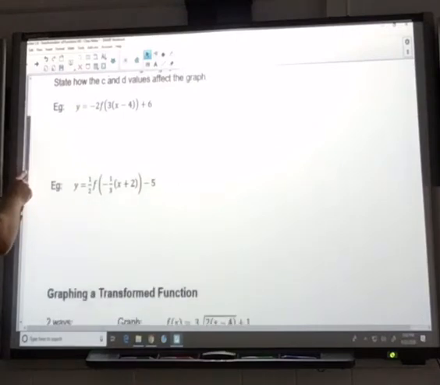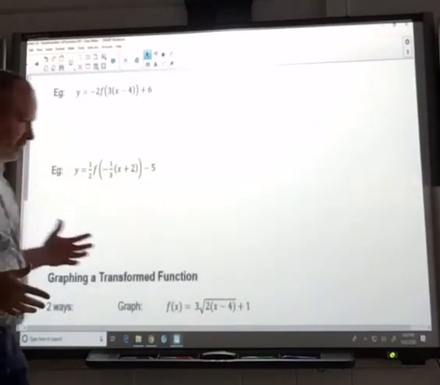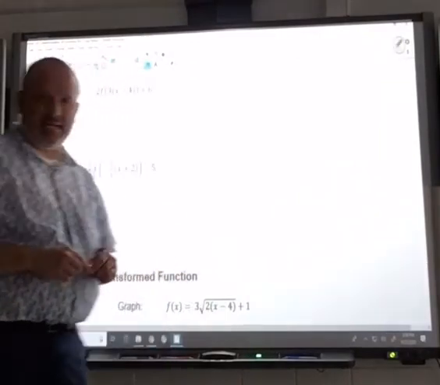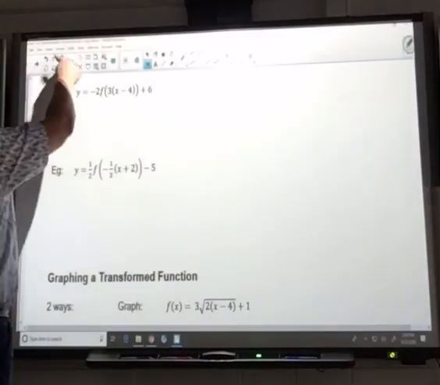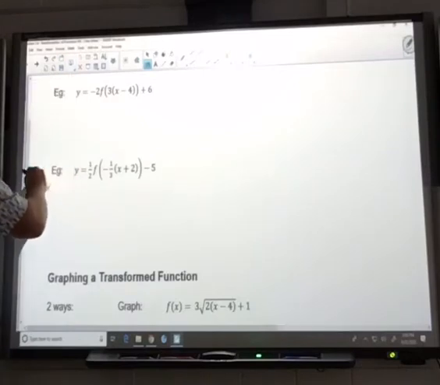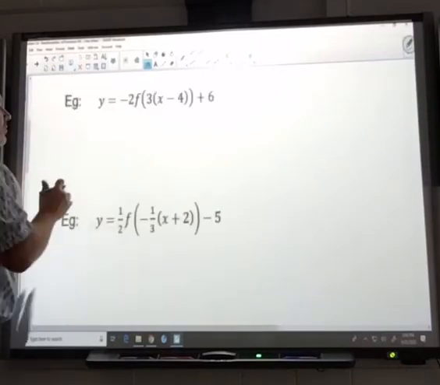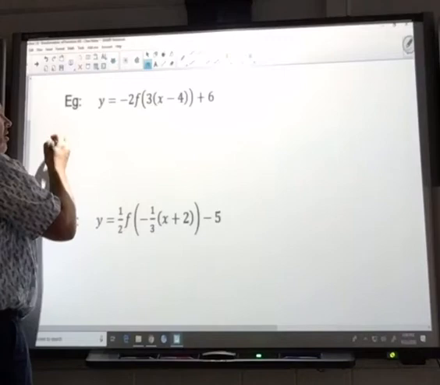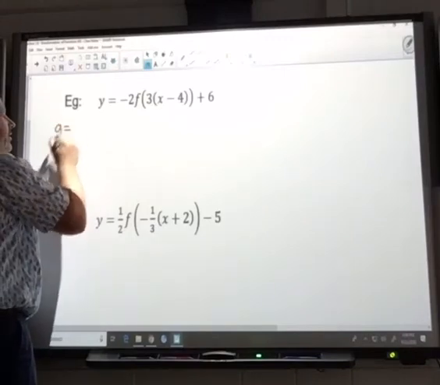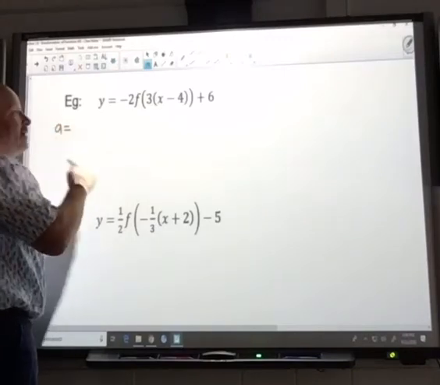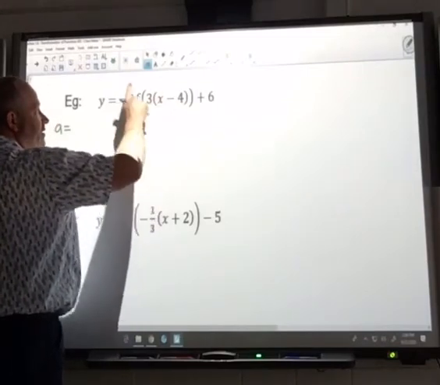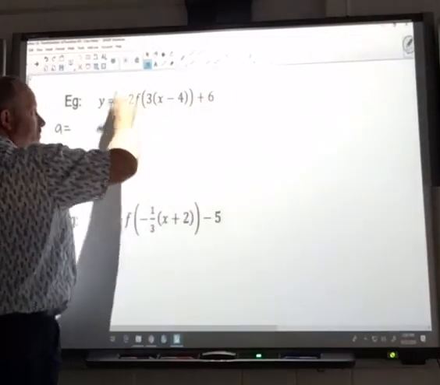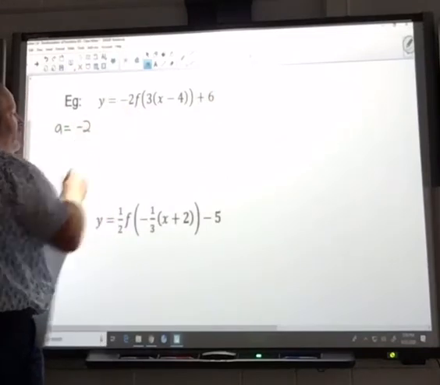So always off to the side, whenever you look at an equation and you have to sketch it or understand how it's behaving and why, you always want to try to state all of your values. My A value, remember, is multiplied, but outside of the function. So there's the function, there's inside the function, and this is outside. Multiplied outside, so it's -2.